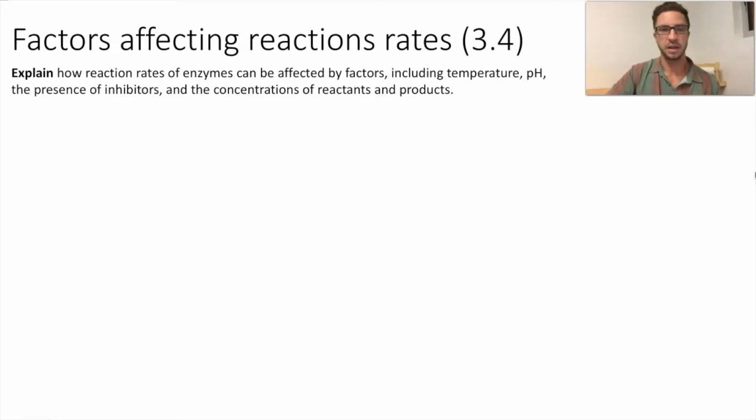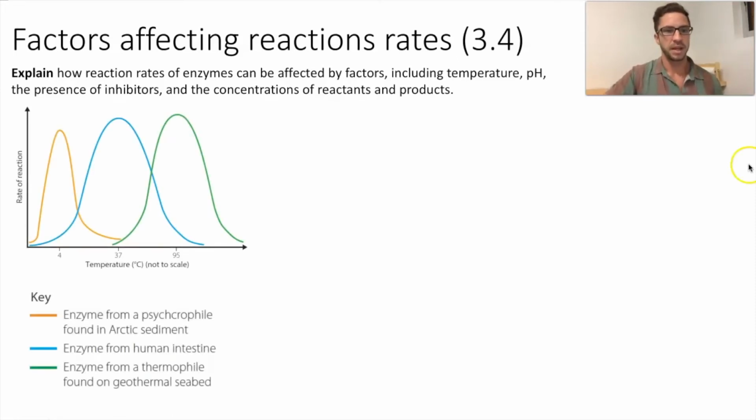So in this diagram here, if we just look at temperature for a bit, we have enzymes within a human intestine functioning at about 37 degrees. That makes sense. That's our core body temperature. But then we have different types of enzymes not within our human bodies that function at their own optimum temperature. For example, chlorophylls found in the Arctic, where it's very cold, their optimum temperature is a lot lower. Whereas enzymes found in the geothermal seabed, they have a much higher optimum temperature. So that is how temperature affects enzyme activity.